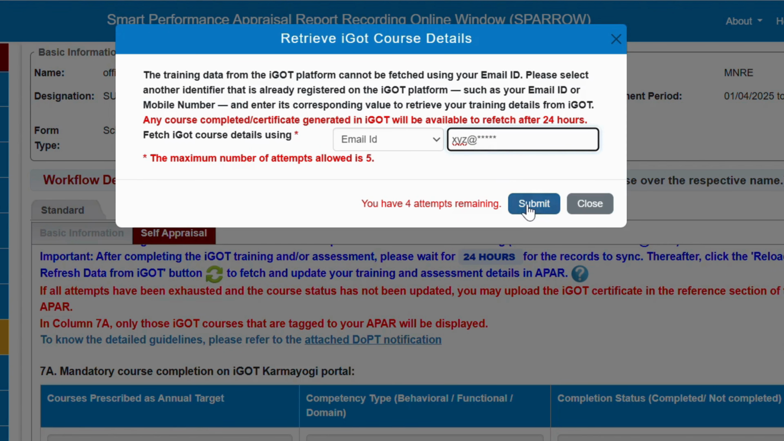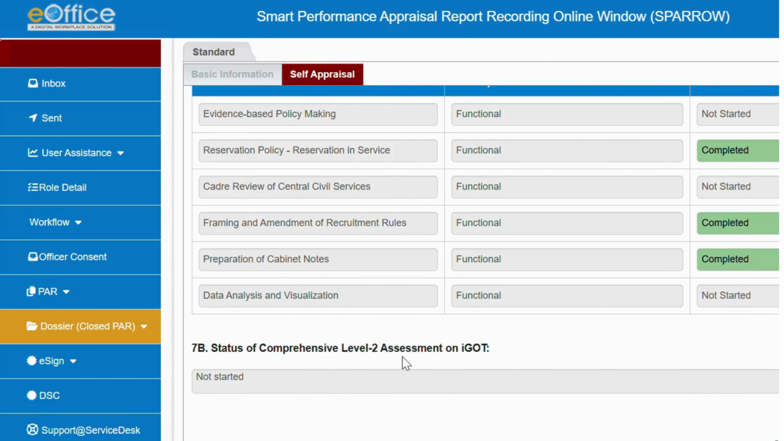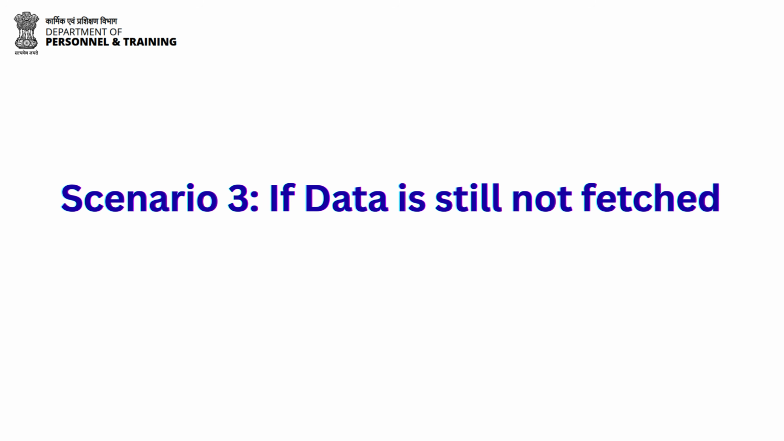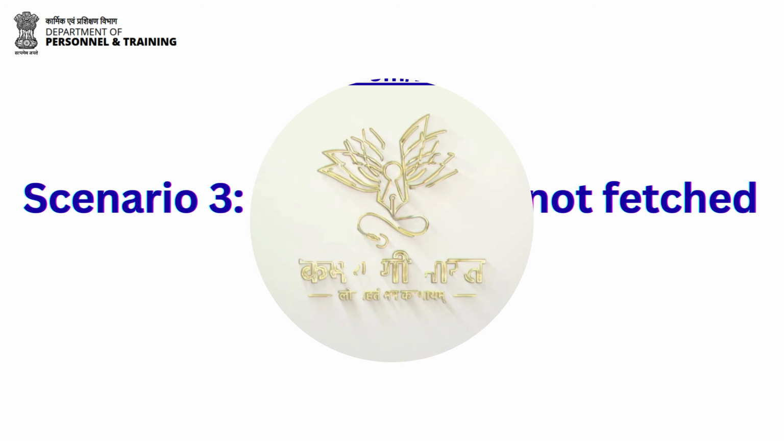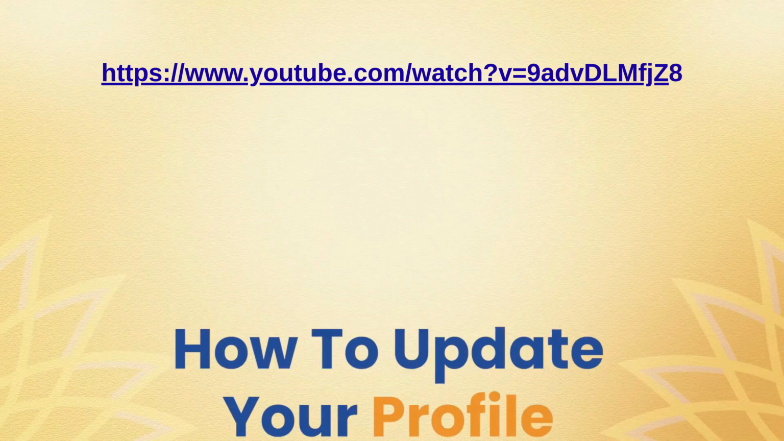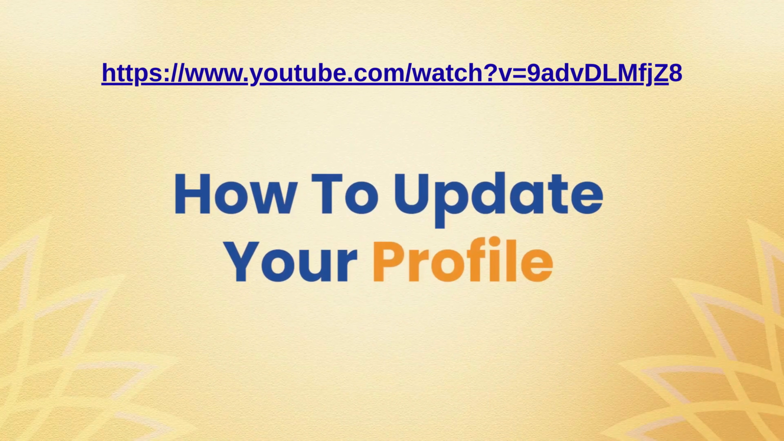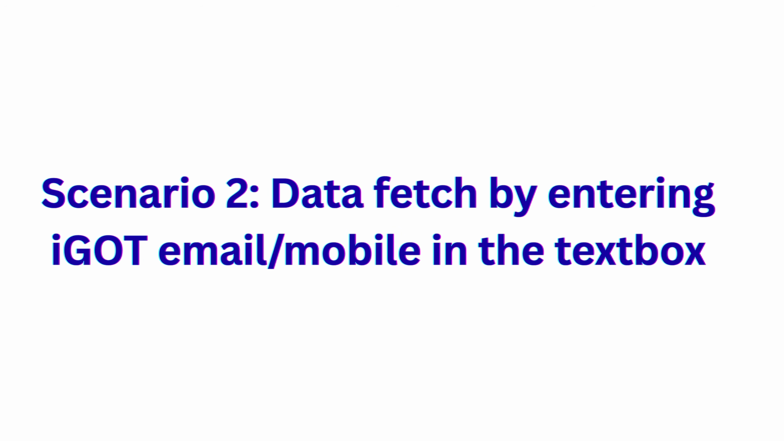Now click Submit. If the fetch is successful, the system will populate your mandatory courses and comprehensive assessment details in the respective rows. But if you are still unable to see your data, then there is a possibility that your iGOT profile is not updated. To update your profile, please use this link to watch our YouTube tutorial that guides you through the entire process. And then try Scenario 1 or Scenario 2 again.